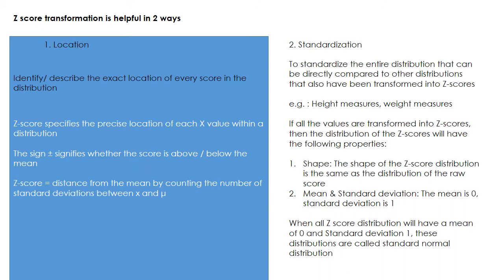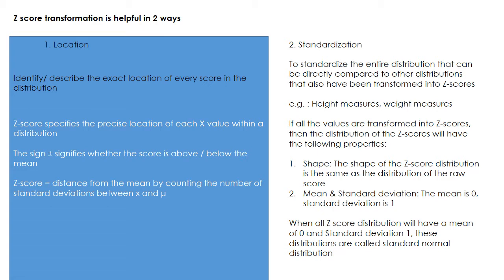So the z-score transformation is helpful in two ways. Once you transform the raw score into a z-score, it helps you in two ways. Firstly, the location. It helps us identify where this score is located. Are you above the mean, or below the mean? If you are below the mean, how far are you? If you are above the mean, how far above? It gives you the exact location.